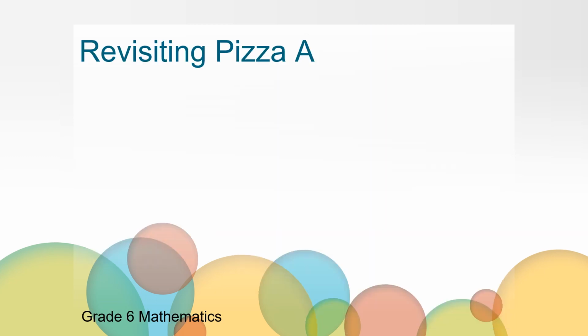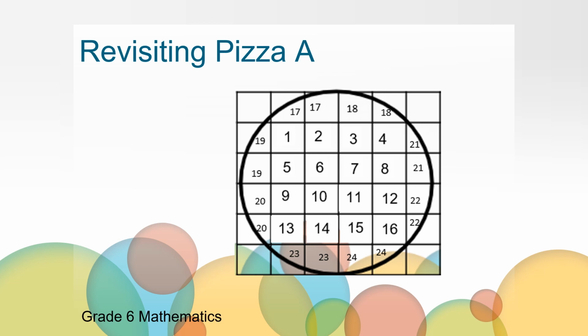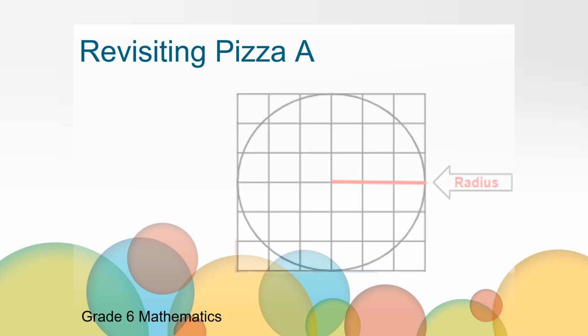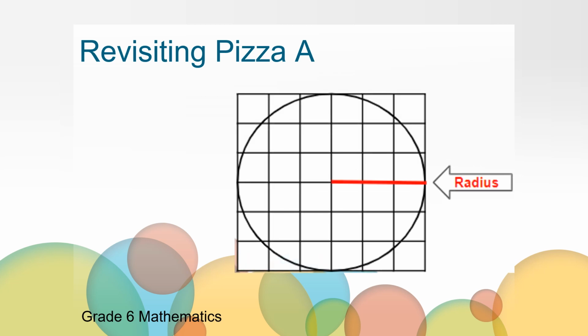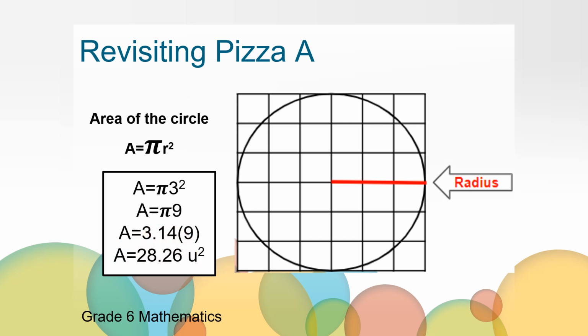So let's revisit pizza A, the same pizza that we were looking at earlier. We estimated that the area of this pizza is 24 units squared. Now let's determine the exact area using the formula we just discovered. The formula for finding the area of a circle is pi times radius squared. The radius of my circle is 3 units. So I can find the area by multiplying pi times 3 squared.